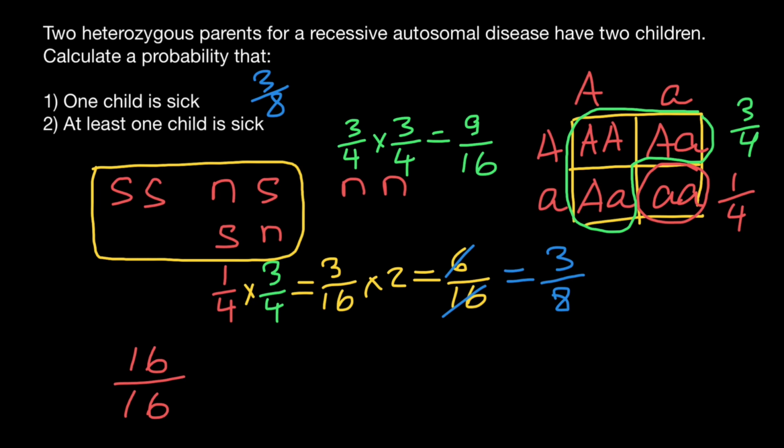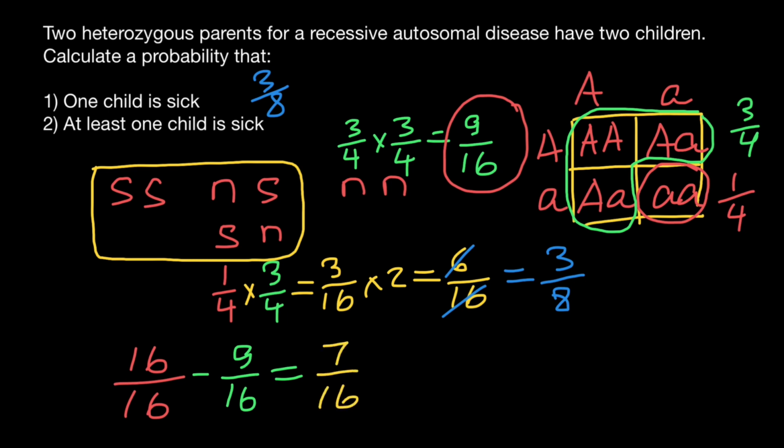Now we have to deduct from 16/16 this number, which we exclude from our probability that at least one child is going to be sick. We exclude this variant where both children, first and second, are going to be healthy. And the probability for such a variant is going to be 9/16, which gives us the answer that the probability that at least one child is going to be sick in this family is going to be 7/16. And this is going to be the answer to the second question.